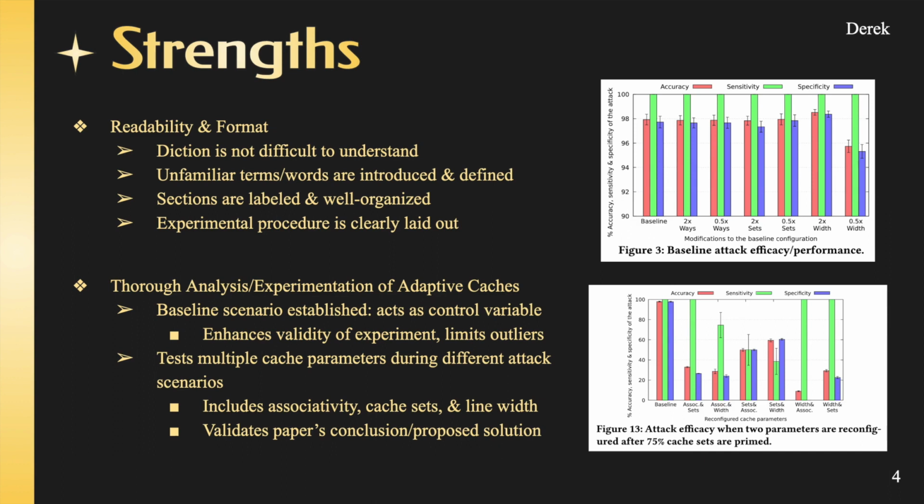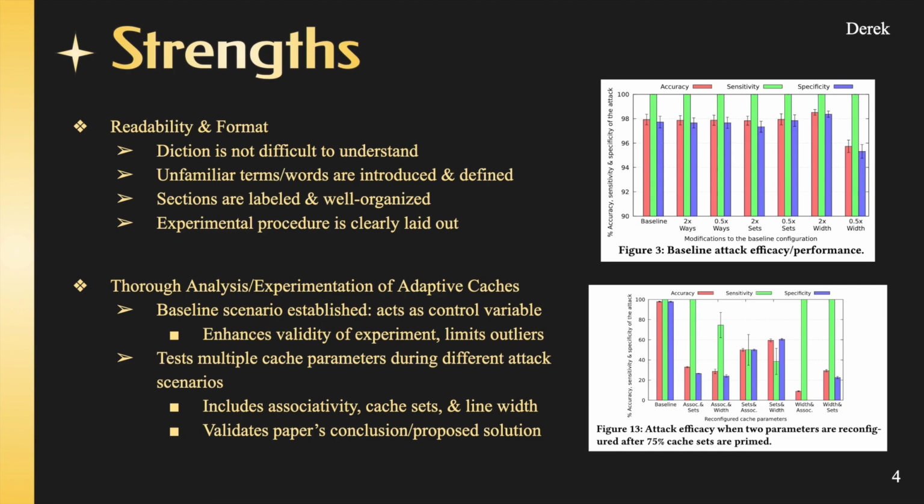Another strength of this paper was the thoroughness of the author's analysis of adaptive caches and their viability. For example, the paper establishes a baseline for their experiment, as shown in Figure 3 on the right. This is the situation where the attacker is aware of the cache's configuration, and there are no runtime configurations put into place. A baseline scenario for testing helps increase the validity of the paper's experiments and eliminates possible outliers.